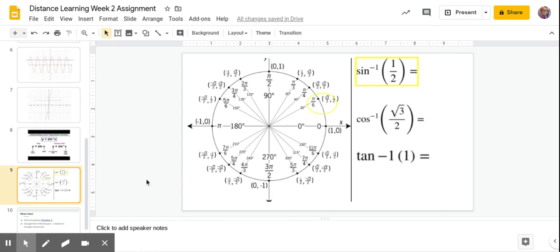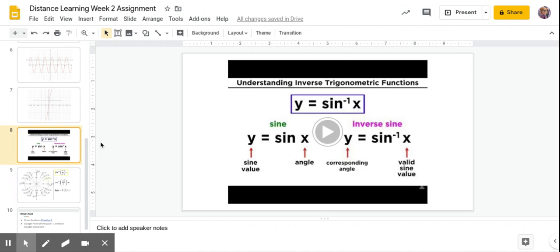So real quick, I'm going to change slides. We'll deal with that in a second. So the reason why sine was from negative pi over 2 to pi over 2 is because sine is the y value. So sine goes from negative 1 to 1, from negative pi over 2 to pi over 2. So that's why for sine, we restrict it that way. Cosine goes from 1 to negative 1, from 0 to pi. So it's a different restriction.